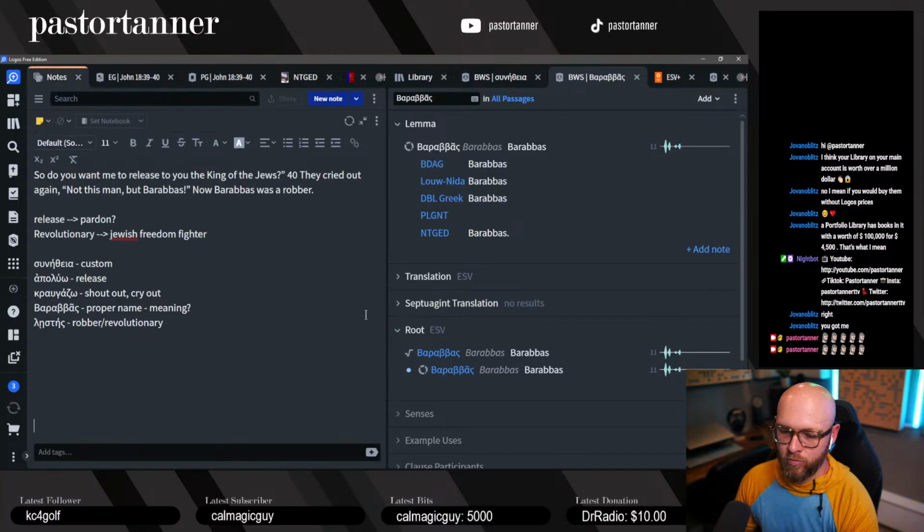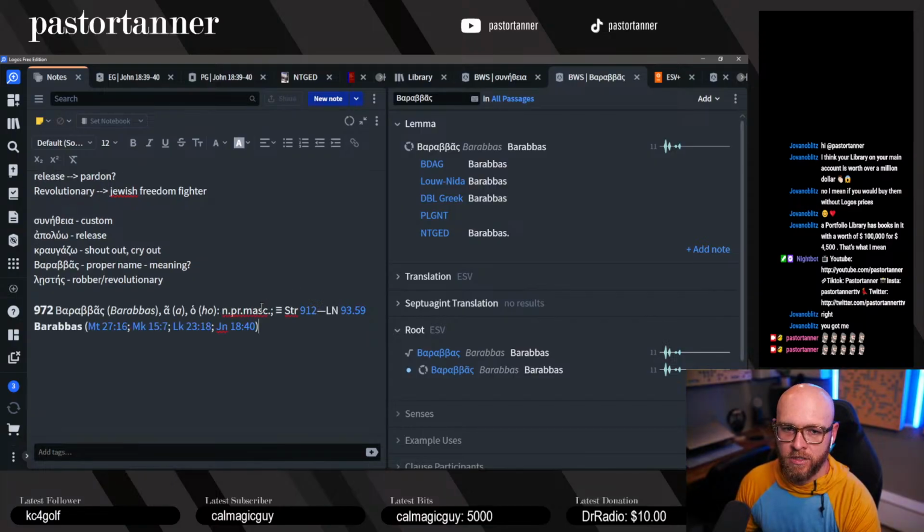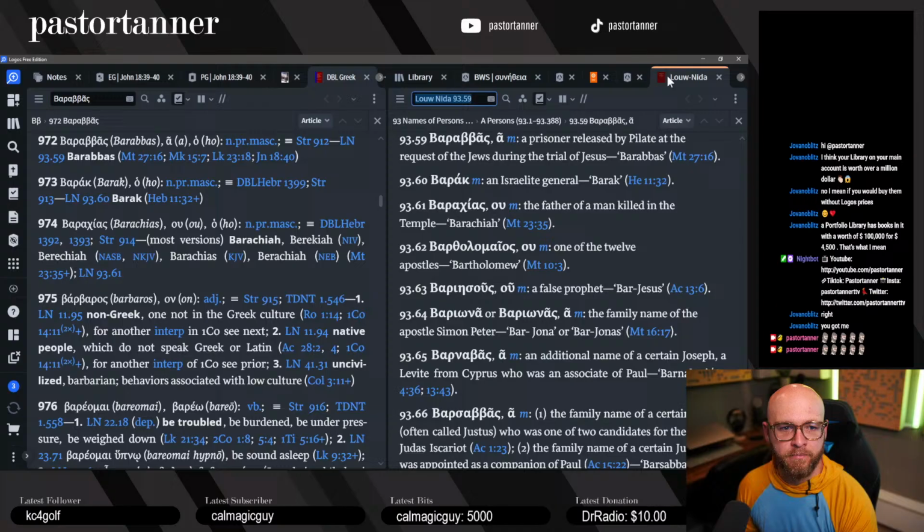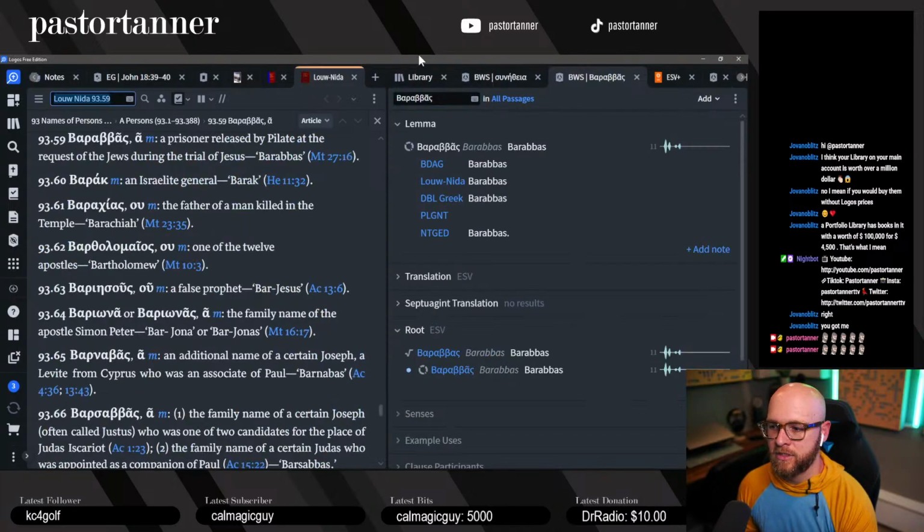But this week, we're looking to go a little bit deeper than this, okay? So we've got Barabbas there, and let's now go Laonida. You could click this one, or you should, if I understand it correctly, you should be able to click the Laonida right here. Yeah, boom. So we get our second reference here, Barabbas.